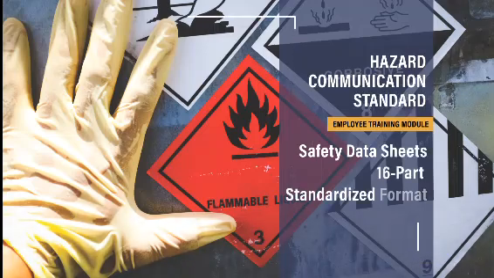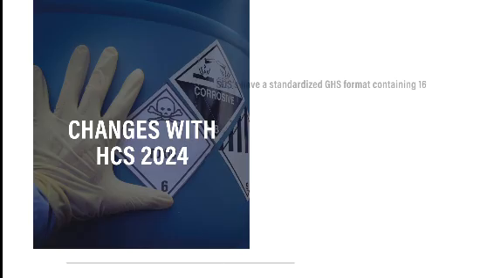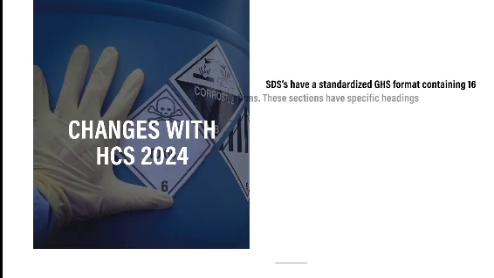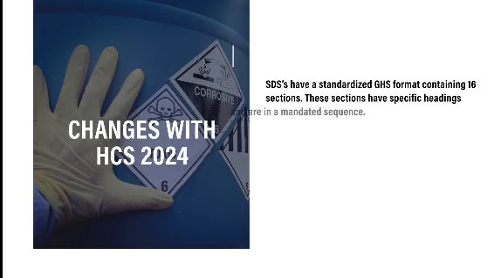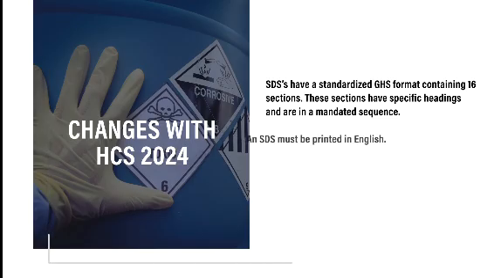Introduction to safety data sheets. 16-part standardized format. The following are changes associated with HCS 2024. Safety data sheets have a standardized GHS format containing 16 sections. These sections have specific headings and are in a mandated sequence.